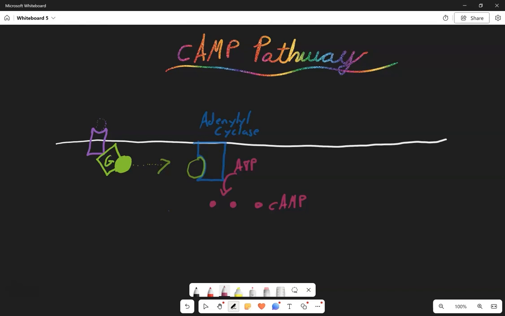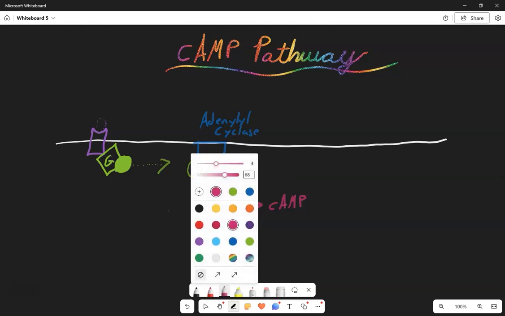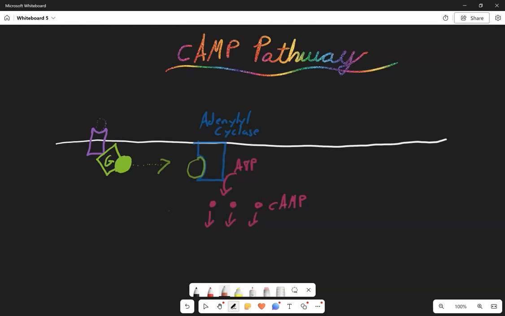Now, each one of those cyclic AMP molecules can come down and it can activate multiple protein kinases. Okay, and this is your protein kinase A. All right, and that protein kinase A is a kinase, so it's going to phosphorylate a protein. So what you get is a phosphorylated protein.